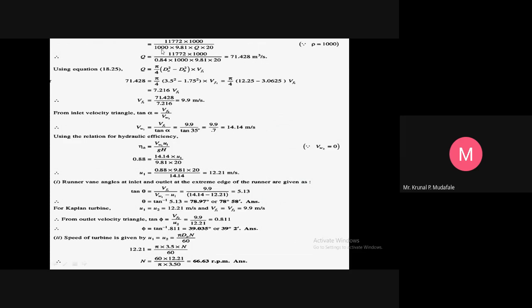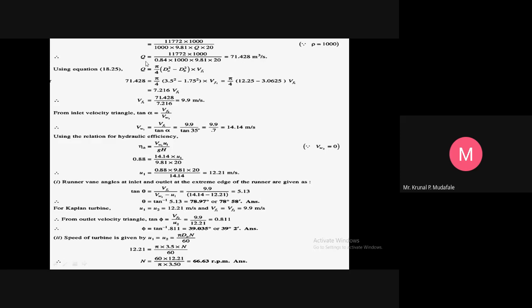The rho for water is 1,000, g is 9.81, and Q is the discharge, which is nothing but the area into velocity, into H. H is the head of the water. The head of the water for this Kaplan turbine is 20 meters, so there is no need to convert it. We only have to convert kilowatt into watt, so multiply by 1,000.